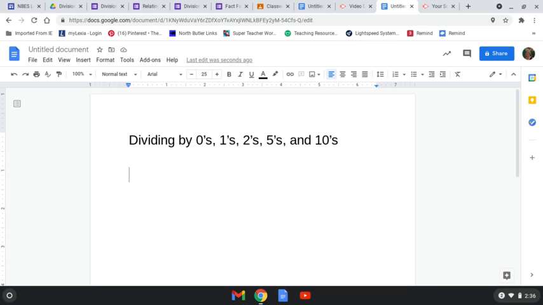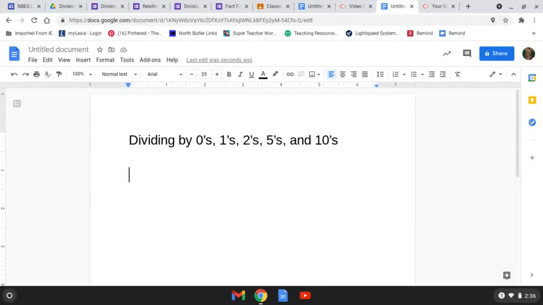Okay, today's lesson, we're just going to work on practicing dividing by those easier multiples. Okay, so zeros, ones, twos, fives, and tens. So let's just go over a couple examples.